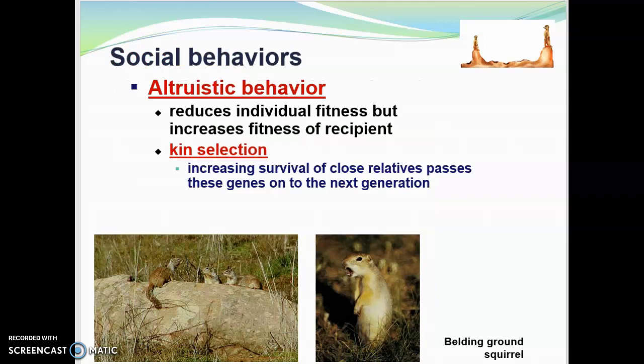All right, the last behavior is altruistic behavior, and this reduces the individual fitness but increases the fitness of the recipient. So what this definition is saying is that someone in the population is sacrificing themselves to ensure that the population or a particular individual is going to survive.